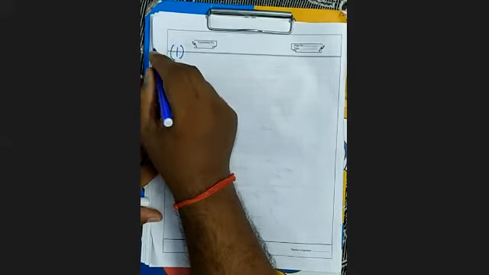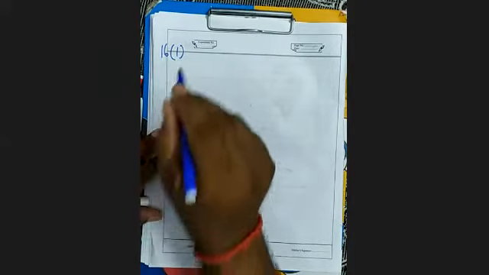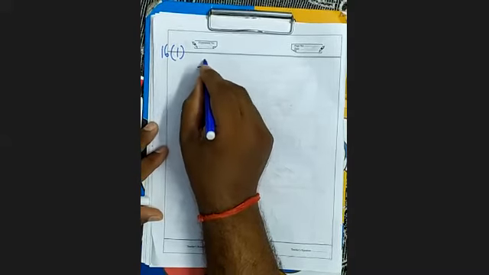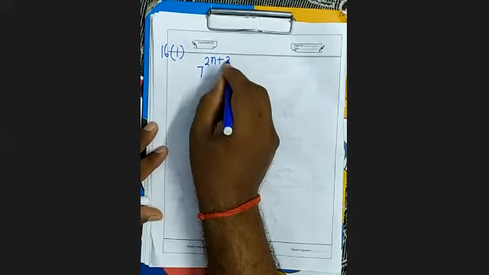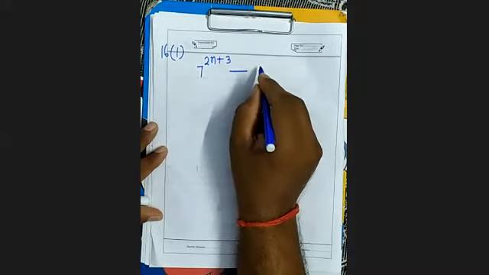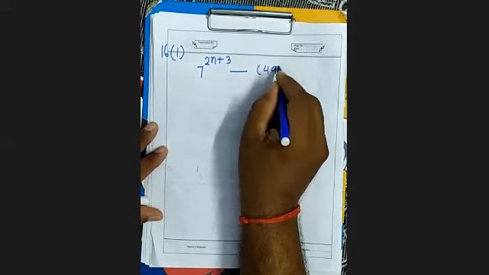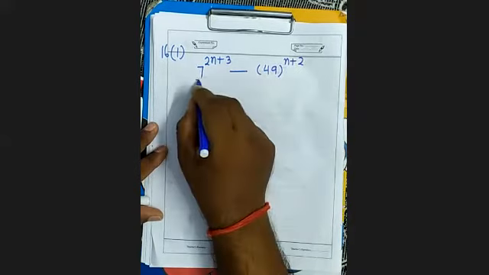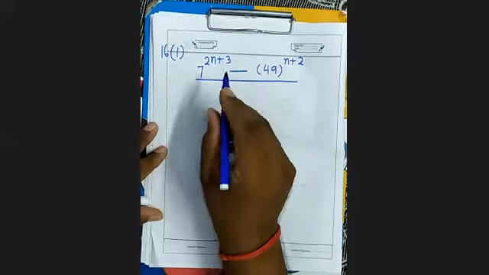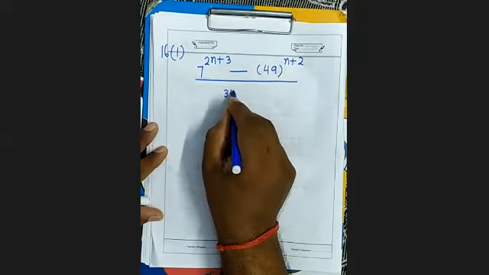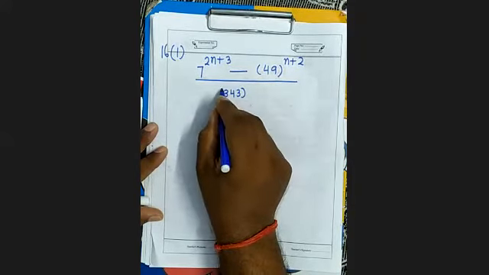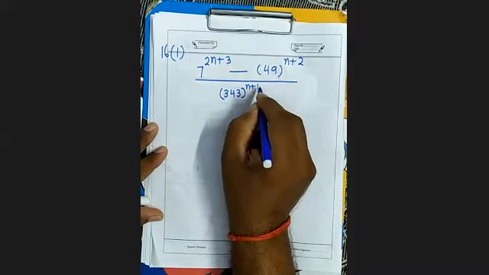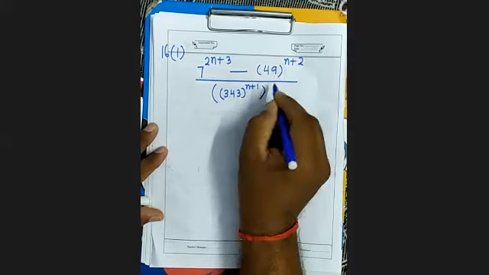This is question number 16. You can see here 7 to the power 2n plus 3 minus 49 whole to the power n plus 2, divided by 343 whole to the power n plus 1. And then there is one more power, 2 by 3.